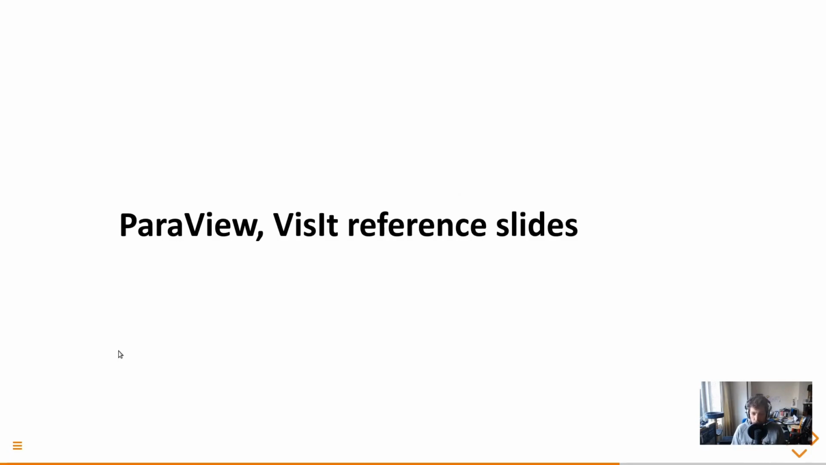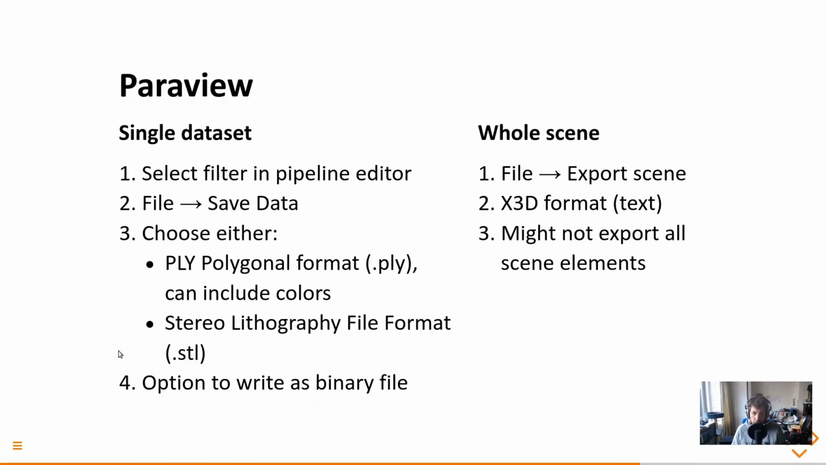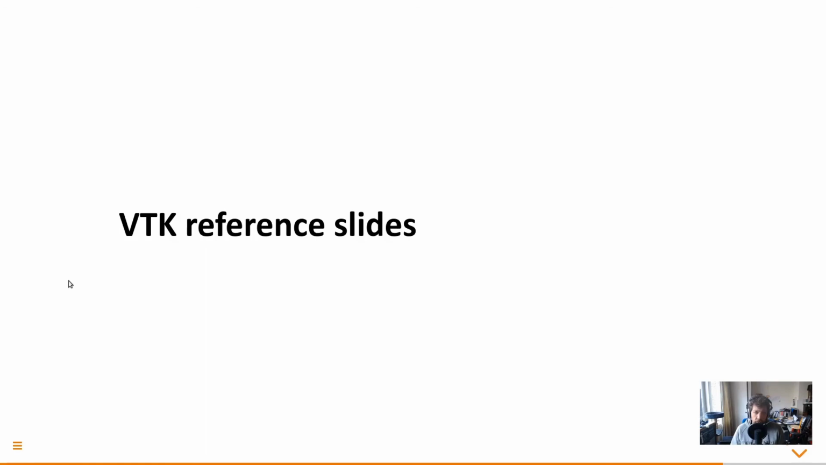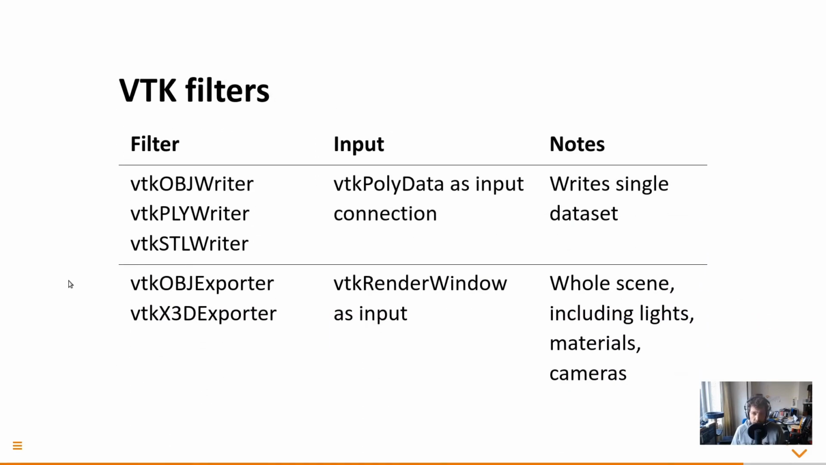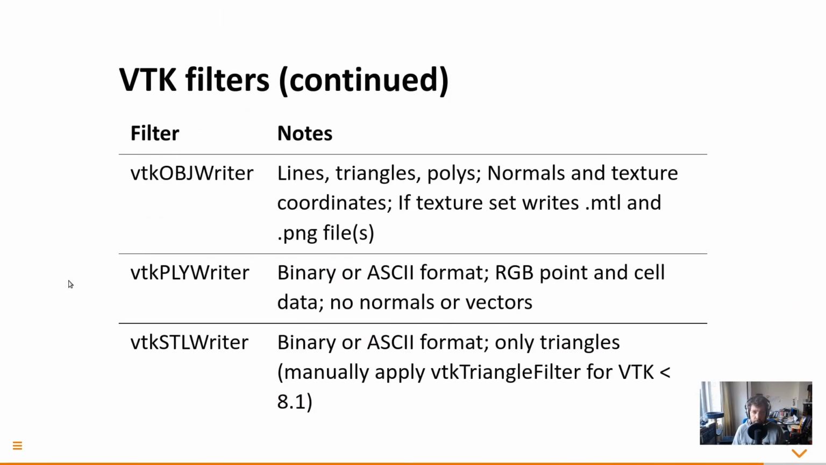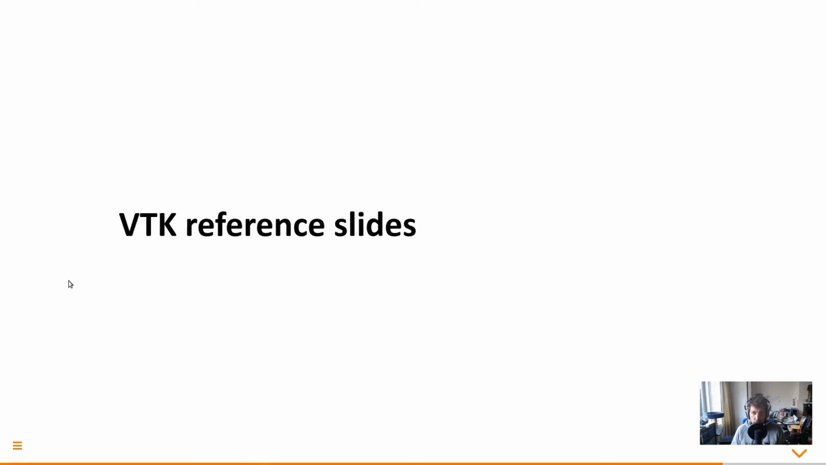So for reference, we provide within these slides some notes on ParaView and VisIt, how to get data from those two packages into Blender. So there's notes here on what options you need to use within ParaView, for example. The other is for VTK. Again, a set of reference slides for the different VTK filters that are available and how they write the data as output and how you can use that within Blender. So please check these slides for these references.